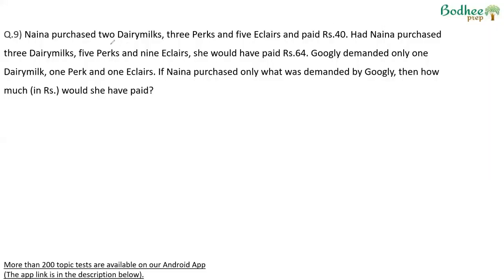Nana purchased 2 dairy milks, 3 perks, 5 eclairs. Suppose the unit price of dairy milk is D, perk is P, and eclairs is E. Nana did 2D plus 3P plus 5E. This was 40 rupees. Had Nana purchased 3 dairy milks, 5 perks, and 9 eclairs, she would have paid 64 rupees.